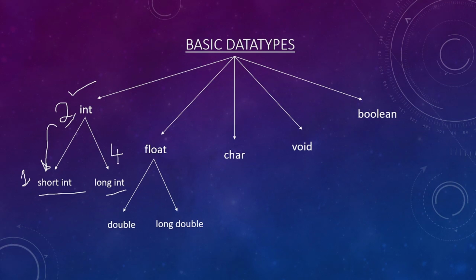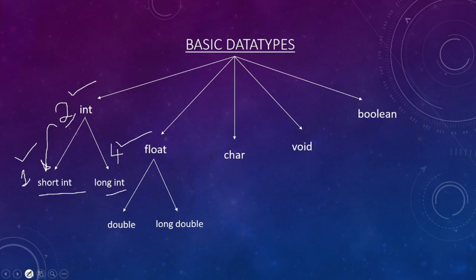So whenever you declare any variable under long int, it will always allocate 4 bytes. So if you want 1 byte, then you can opt for short int. If you want to declare a large number, you want to input a large number, then you can go for long int.